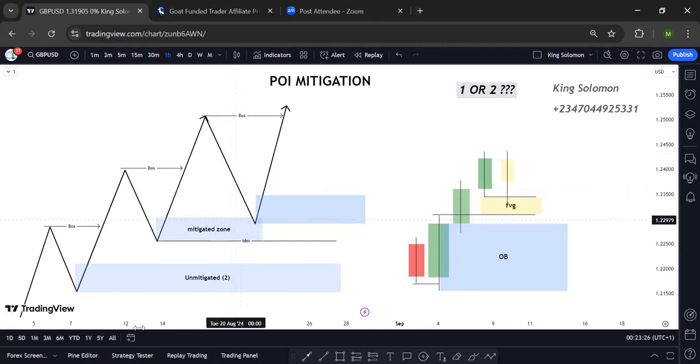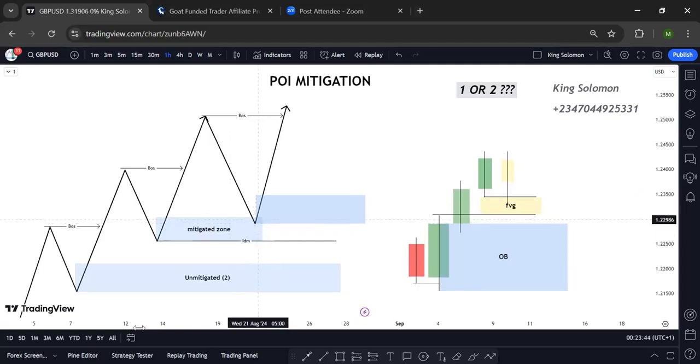Now it means it has done its job by taking out this BSL, by making it a break of structure, right? Now this mitigated zone has used its power. This formerly known as unmitigated zone has used its power. That's why it's now called a mitigated zone, right? Since it has broken structure to the upside, this low is now a strong low.